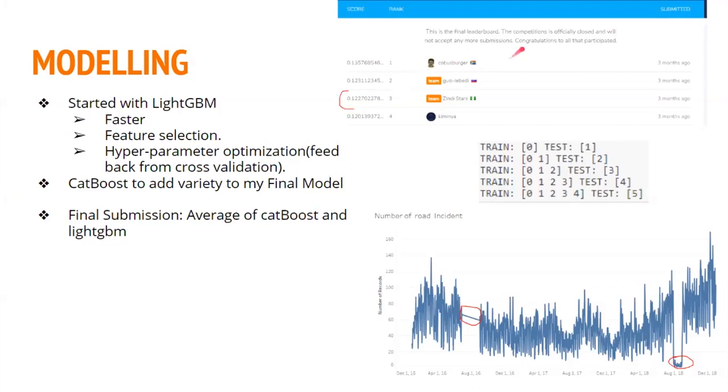But fortunately for us, and unfortunately for those in the first three, one of them had issues with the submission file or reproducing his score. Then we jumped up to the first position.